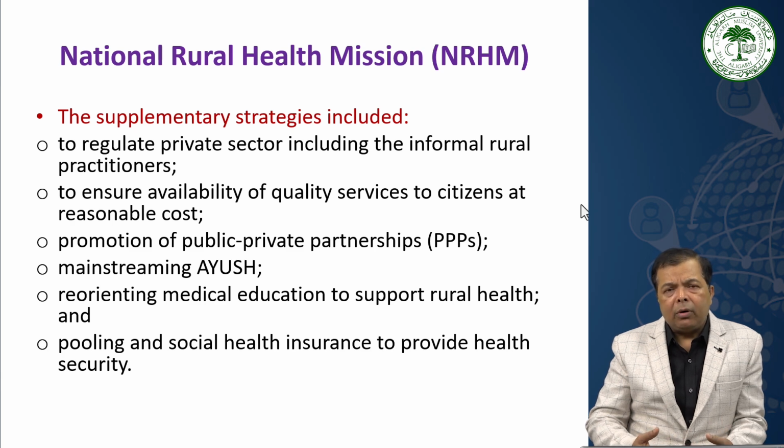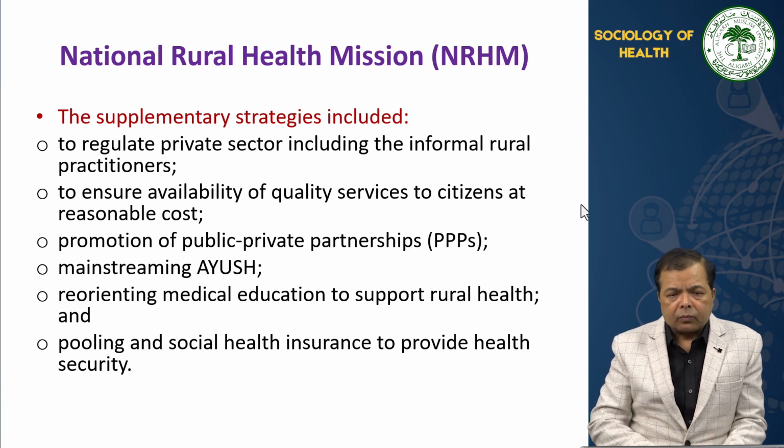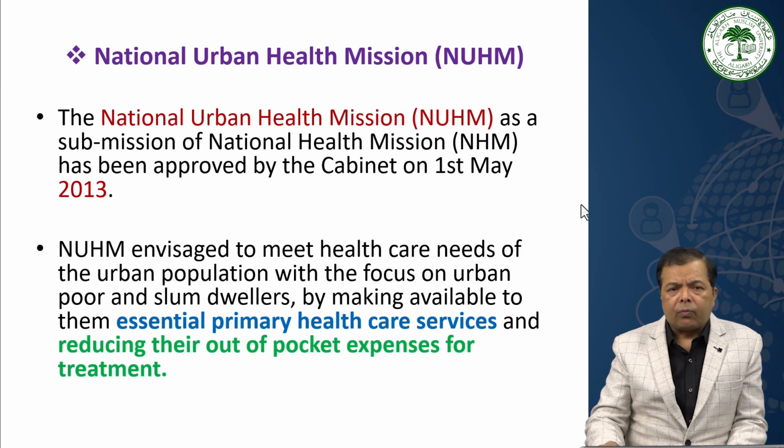That will depend upon the specific rules and regulations that the state government has, or for that matter the central government has. But NRHM tried to mainstream the Ayush system, and then reorient medical education to support rural health, and then pooling and social health insurance. Social health insurance is again a very important thing, because without some kind of health insurance, people were witnessing a huge devastating impact of the high cost of healthcare in the private sector.